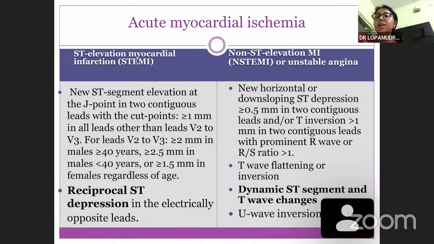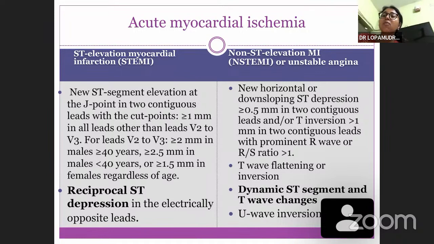And one important point is that dynamic STT changes have to be there, which can differentiate this NSTEMI or unstable angina from the other causes of ST depression that we might see in case of hypertrophy or digoxin treatment. But we have to understand, though definition-wise it is more than 2 millimeter in V2 or V3, if we have a previous ECG to compare, then a new change of 1 millimeter might be important.